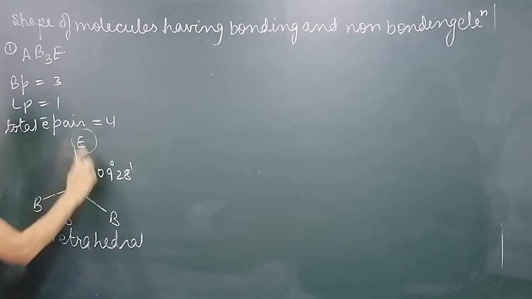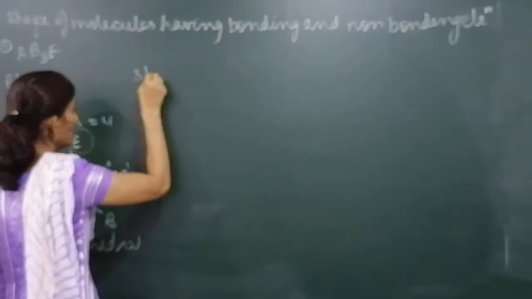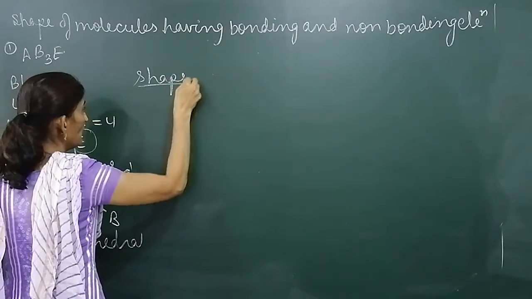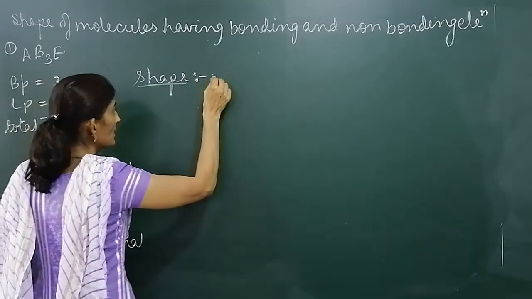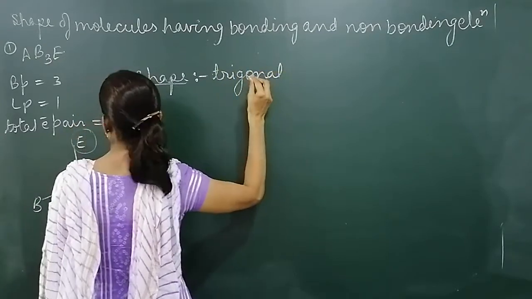So due to lone pair bond pair repulsion, this bond angle decreases from 109 degree 28 minutes to 108 or 107 degree, and because of that its shape becomes pyramidal, trigonal pyramidal, and bond angle becomes 107 or 108 degree. So shape due to lone pair of electron becomes trigonal pyramidal.